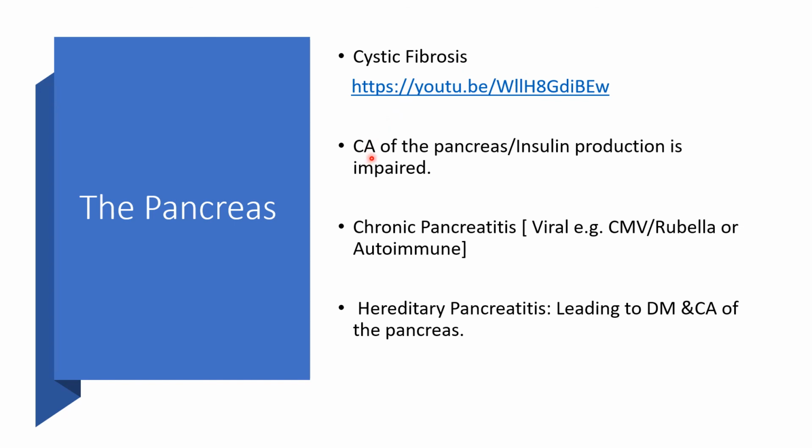It may be cancer of the pancreas, and insulin production becomes impaired. Of course, it could be chronic pancreatitis that is caused by a virus, by cytomegalovirus or rubella, or it could be autoimmune-induced chronic pancreatitis. It might be hereditary pancreatitis, leading to diabetes mellitus and cancer of the pancreas.